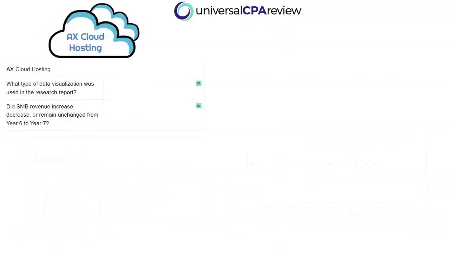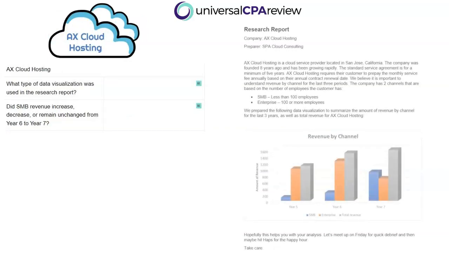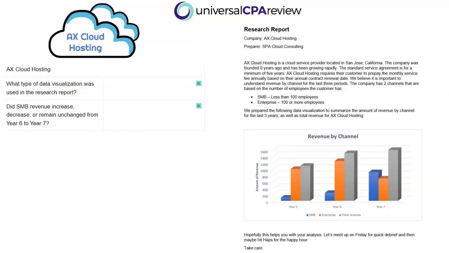The next company is AX Cloud Hosting. So let's bring up the research report for that company. And you can read through the top part, but ultimately, we need to understand that AX Cloud Hosting, they have 2 key revenue channels that they categorize their customers by. It can either be SMB or enterprise. Now this chart, it has the revenue by channel for the last 3 years, and that's going to be the blue and the orange columns. And guess what? I just gave it away, right?